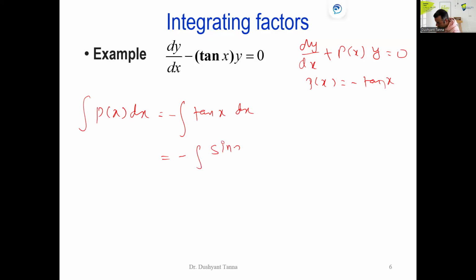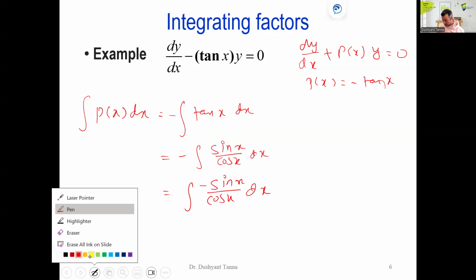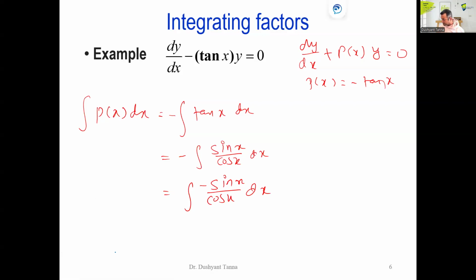Tan is sine over cos. Now, those who are watching the recording, I would insist you pause the recording here. Think about a solution of this, right? How would you integrate this part? Okay.